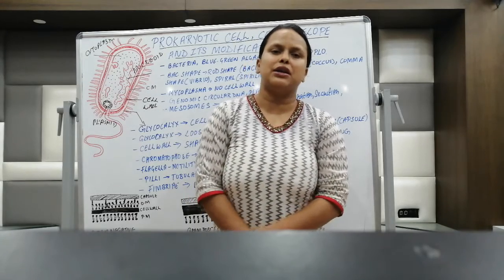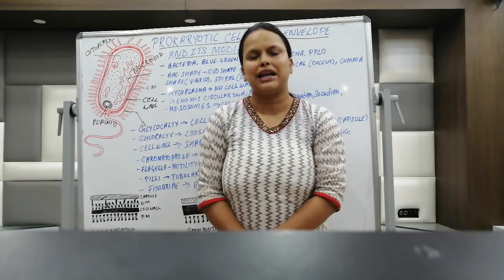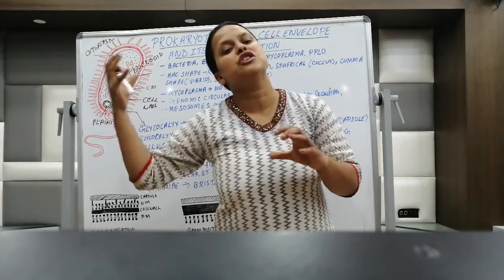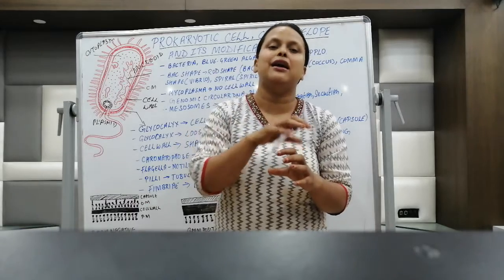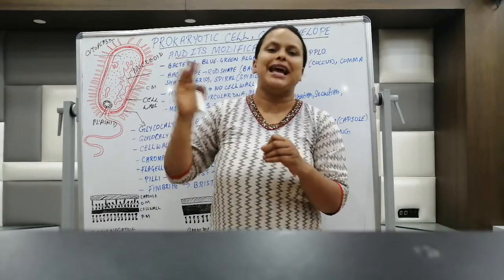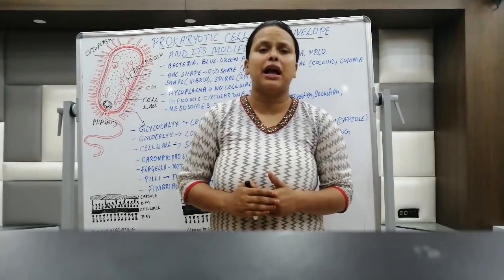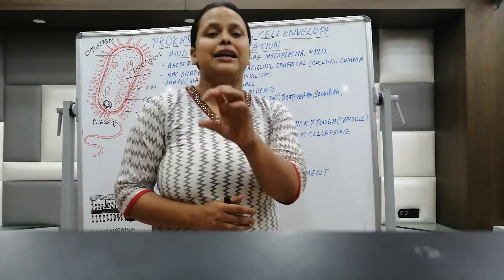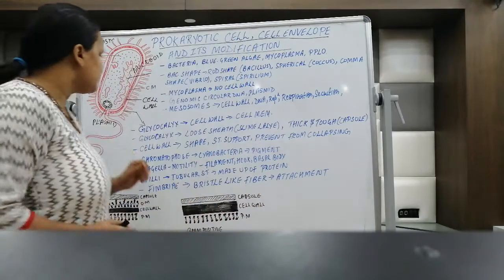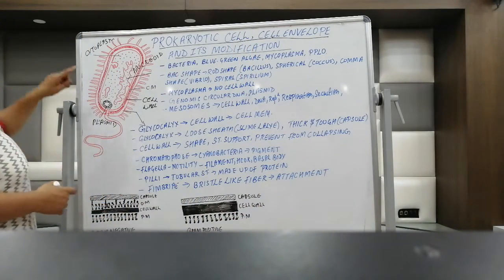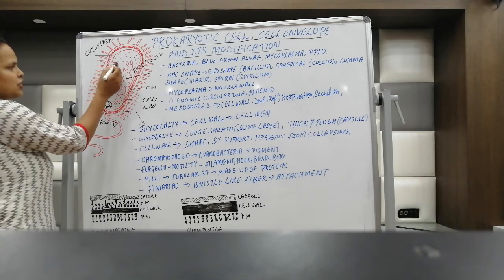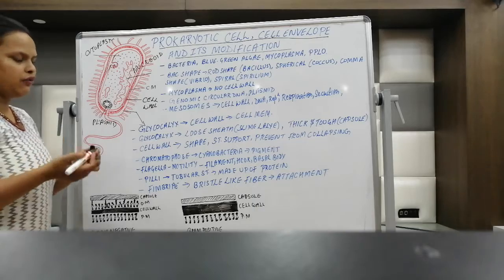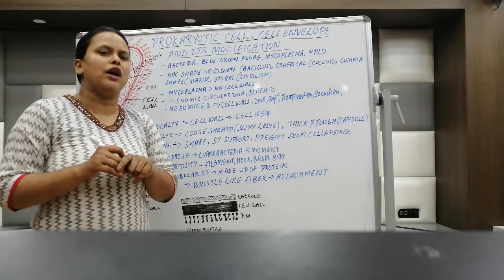We will be studying the plasmid in more detail later in class 12. For now, just understand that they have certain special genes which make the bacteria resistant towards many antibiotics. Then the next part is this structure you can see here, the extension of the cell membrane. These are called mesosomes. They help in cell wall formation, they help in respiration, and so on.